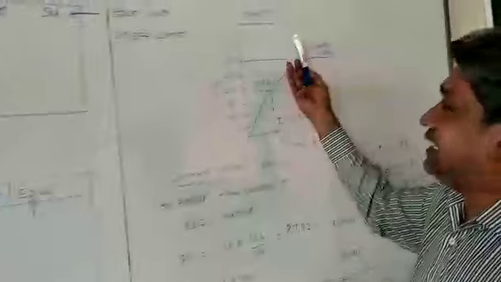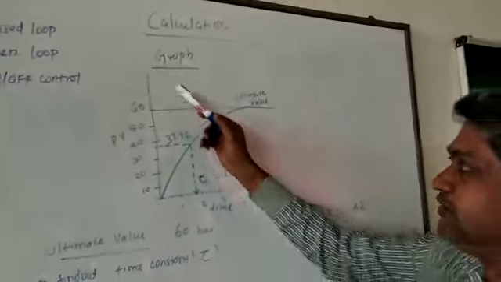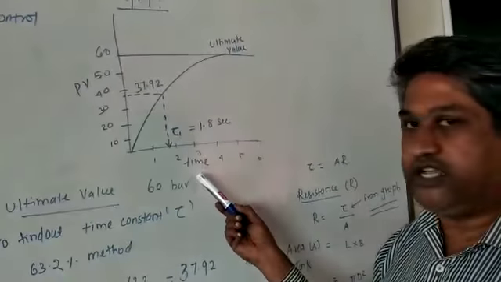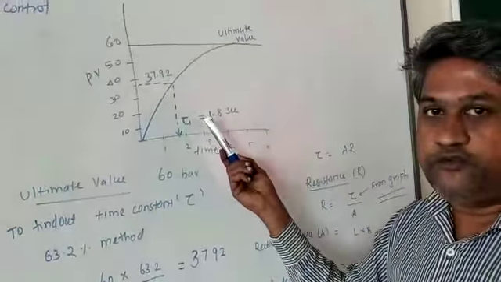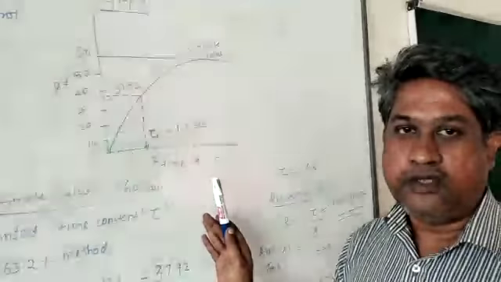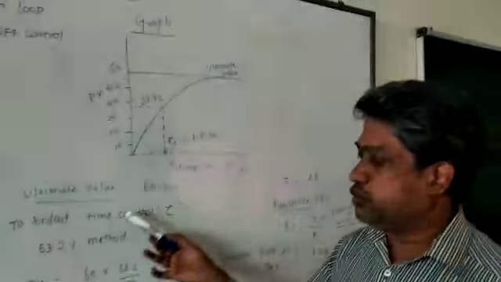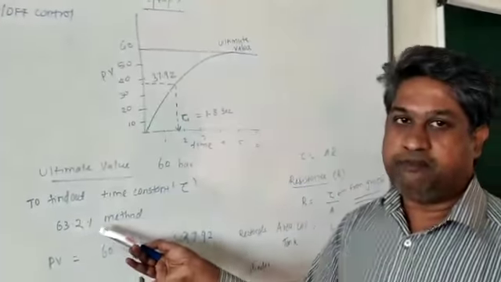Once you have these x and y values, the next step is the calculation part, where you plot the graph between process variable and time. Your ultimate aim is to find out the time constant for this process. So how do we find it? We are going to use the 63.2% method.